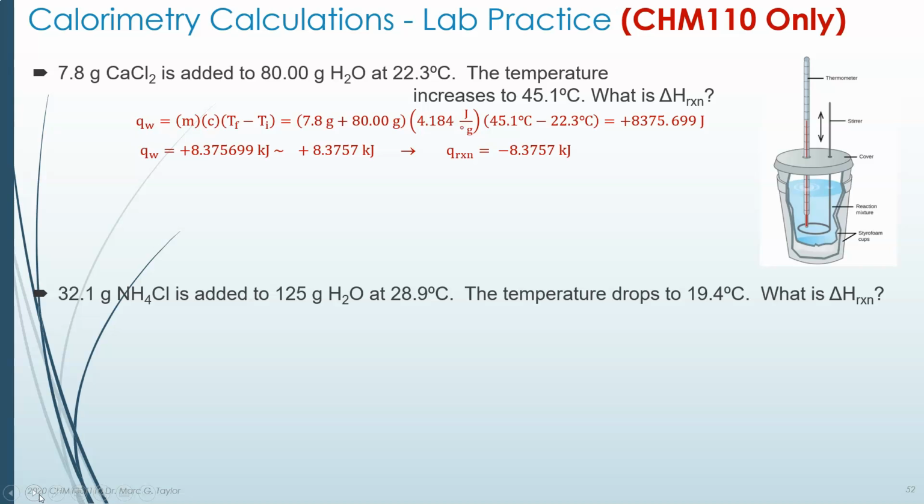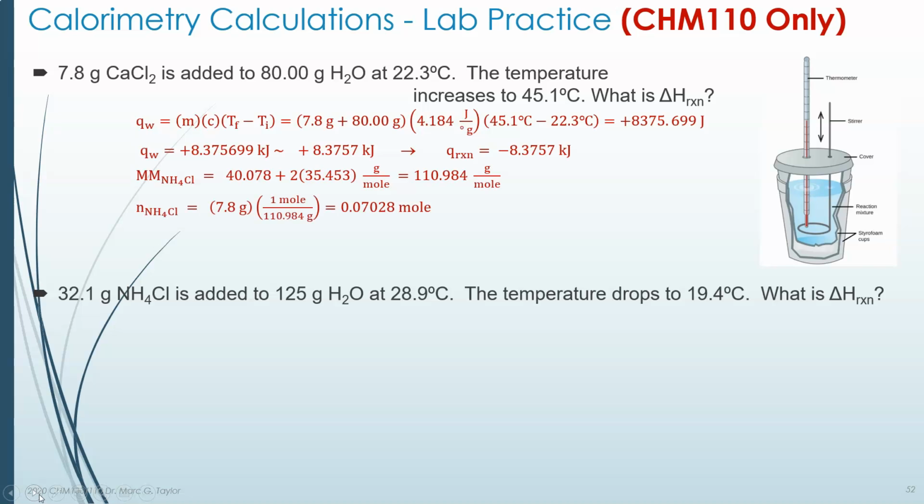So we now know the amount of energy, and then we're just going to divide it by, in this case, moles of the calcium chloride. We're not going to worry about the water, we're just worried about the calcium chloride. To get the moles of calcium chloride, first we need to know the molar mass. So we add up the molar mass of the calcium plus 2 molar masses of chlorine atoms, and we get 110.984 grams per mole. We know how many grams, 7.8.